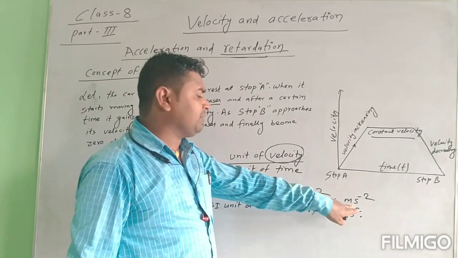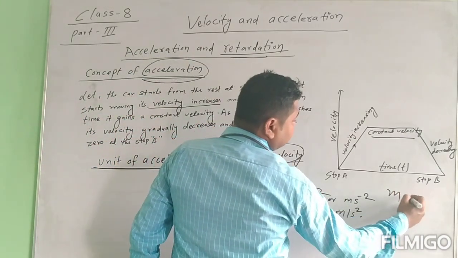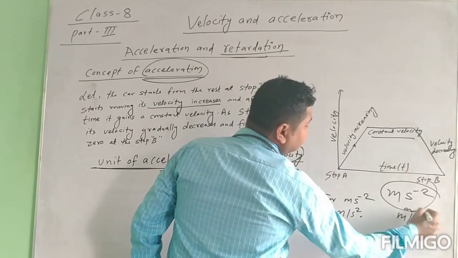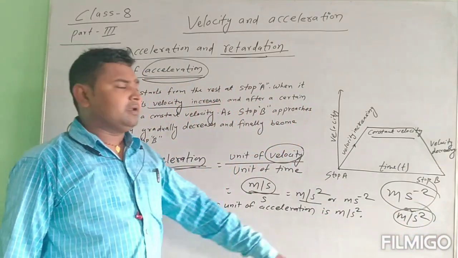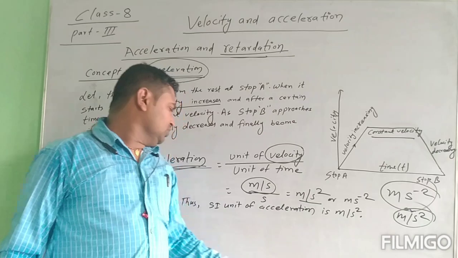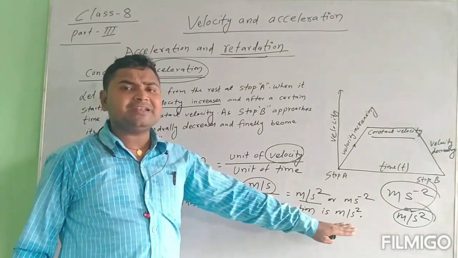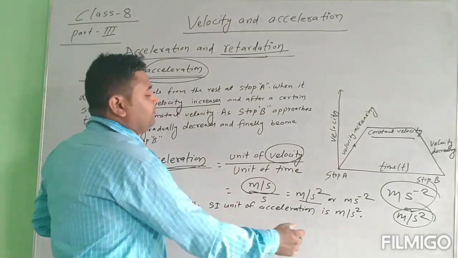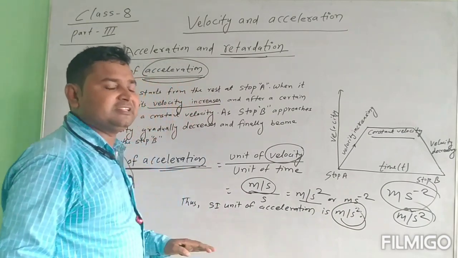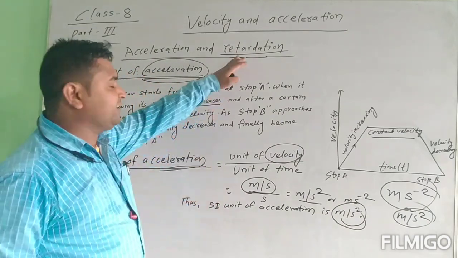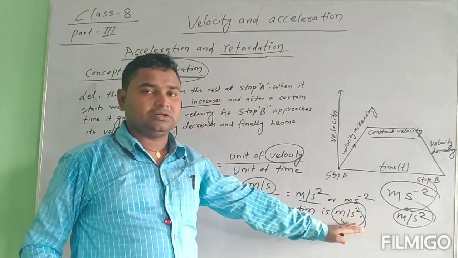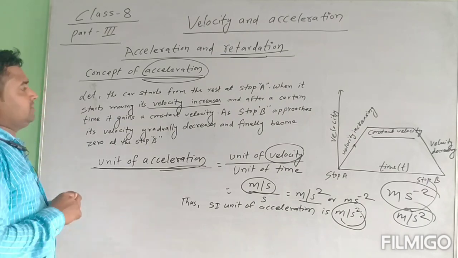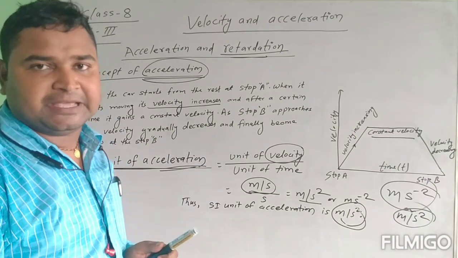You can write meter per second square in this way or in that way, however you like. So the SI unit of acceleration is meter per second square. There is no difference in the SI unit of retardation, so it is meter per second square for both. Now let's talk about some questions and basic concepts about this.